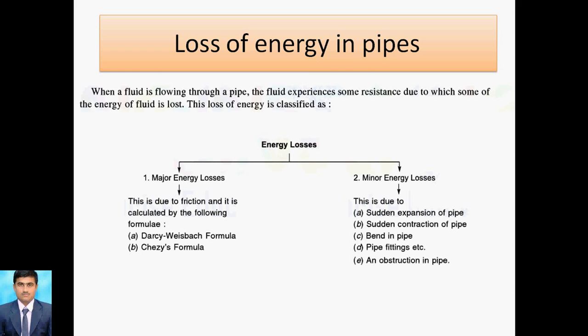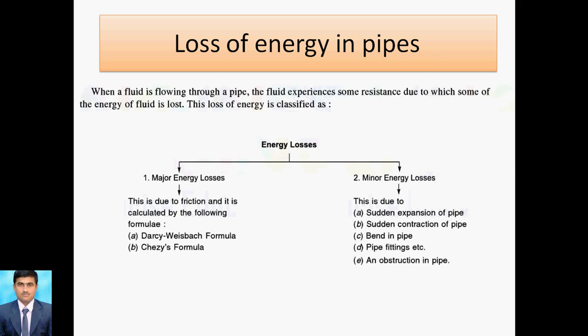So these are the criteria for major and minor losses. Again I repeat, the major loss is nothing but friction loss, and minor losses are sudden expansion, sudden contraction, bend in pipe, pipe fitting and obstruction in pipe. Major losses we can calculate in different ways: one is the Darcy-Weisbach formula and the other is Chezy's formula. These are the two formulas for measuring major energy losses. When a fluid is flowing through a pipe, it experiences some resistance, due to which some energy can be lost. This lost energy can be determined by two methods, minor and major. In some cases minor losses are neglected.